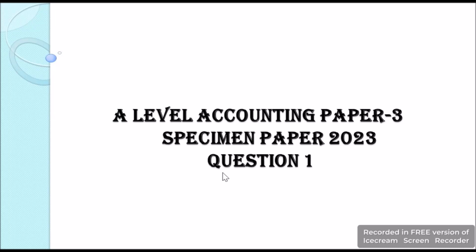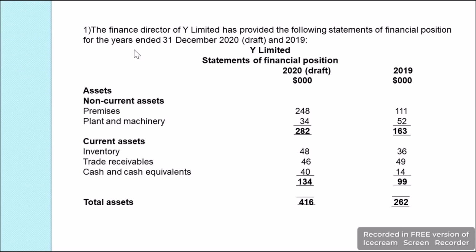In this video, we are going to do an A-level question from Paper 3, Specimen Paper 2023, Question 1. The following information is provided in the first question. The finance director of Y Limited had provided the following statement of financial position for the year ended 31st December 2020 (draft) and 2019. Here all the values are in thousands.